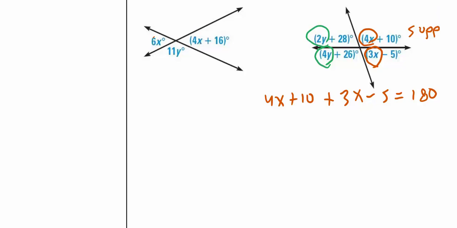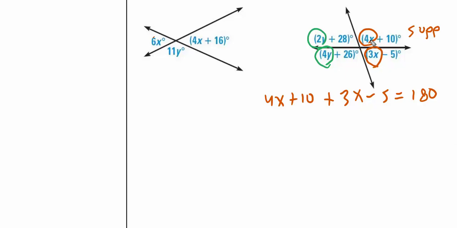We could, for example, set up 2y plus 28 is equal to 3x minus 5. That's very much true. But we won't be able to solve it because I have two different letters. So we're trying to make the math easier for you by allowing you to just work on letters that are the same. Okay? So we're going to work on the two x's.